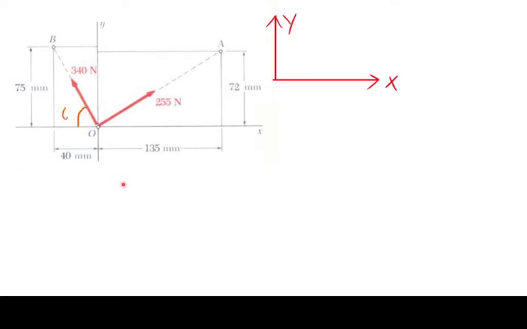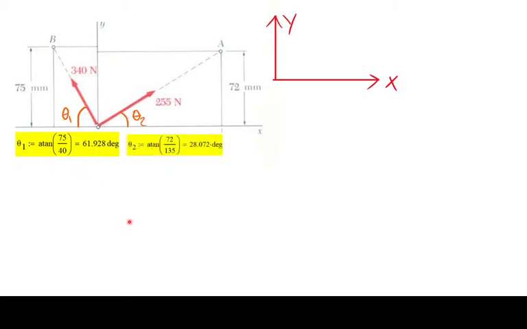Okay, so we'll go ahead and find theta 1 here. The way we do that is we take the inverse tangent of 75 over 40, and that'll give us theta 1. And then to find theta 2, we do the same thing. We do y over x, and that'll give us our theta 2.